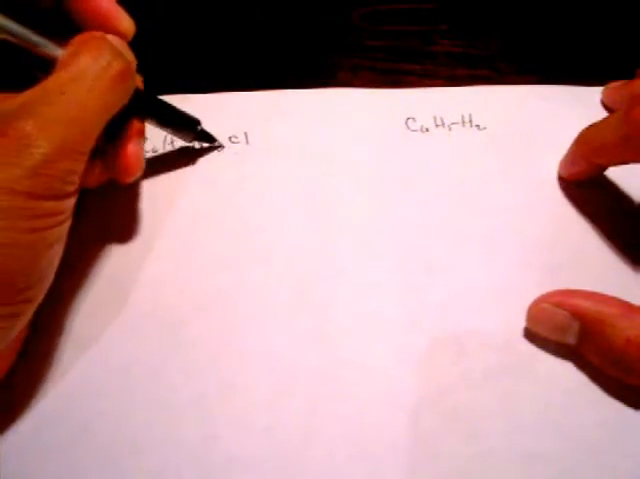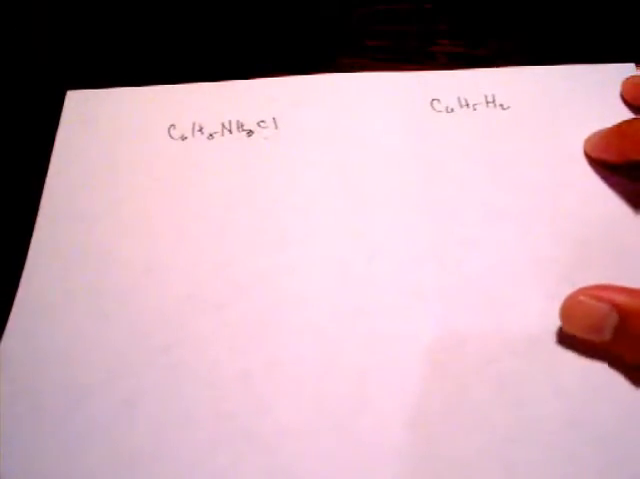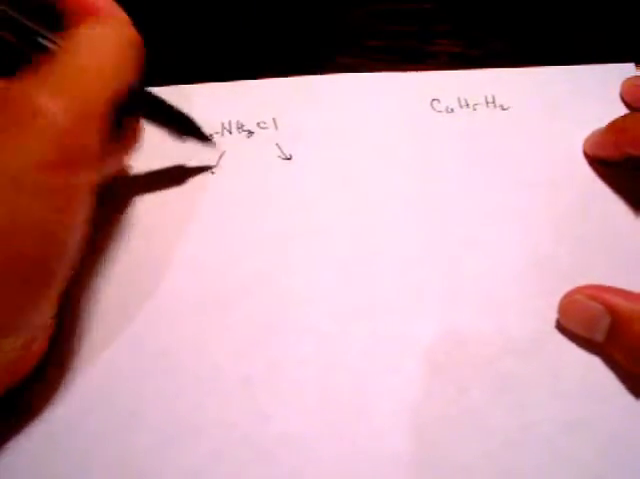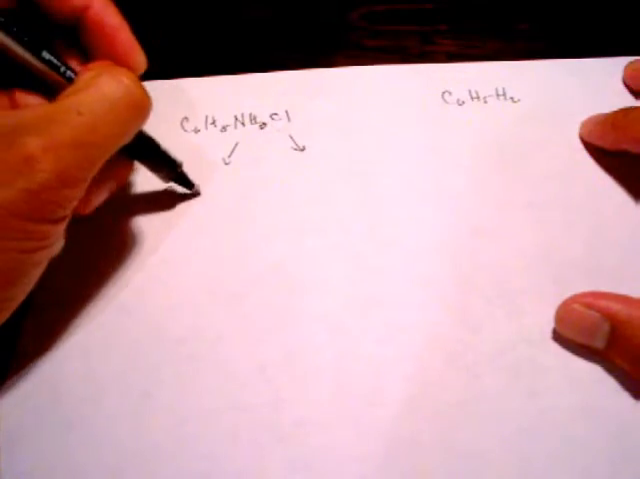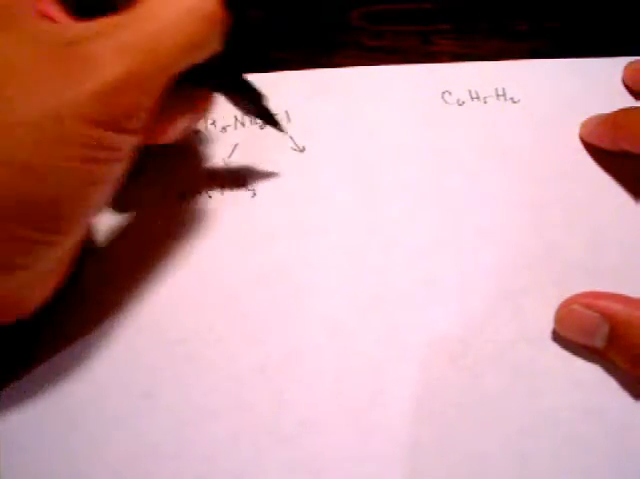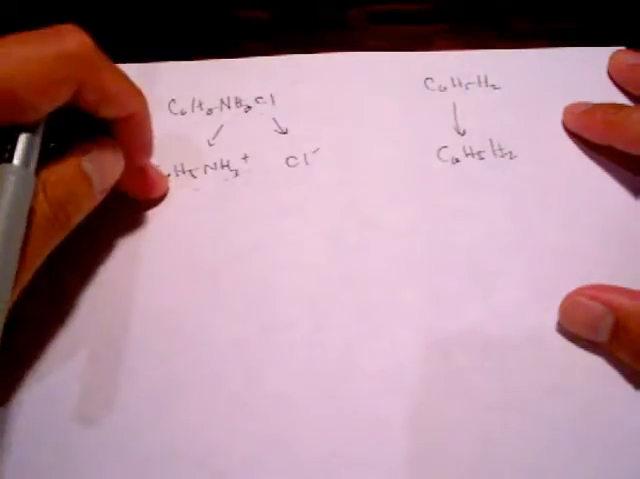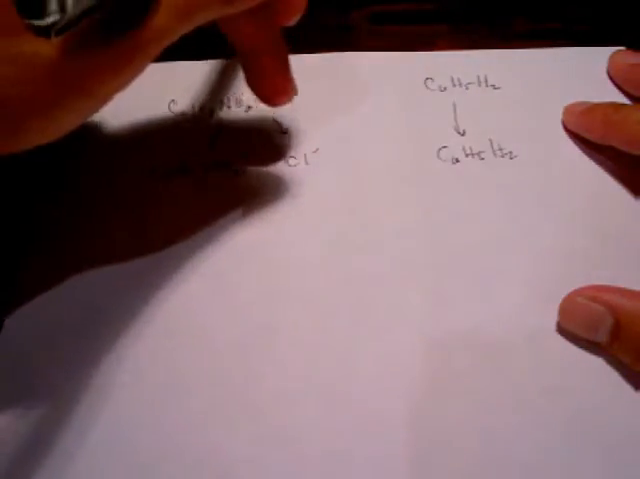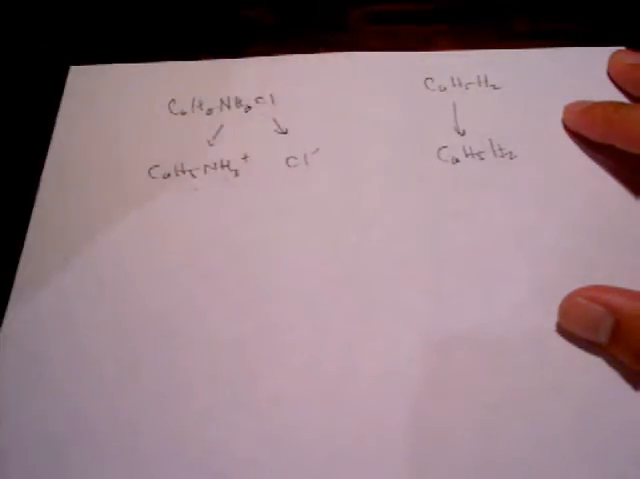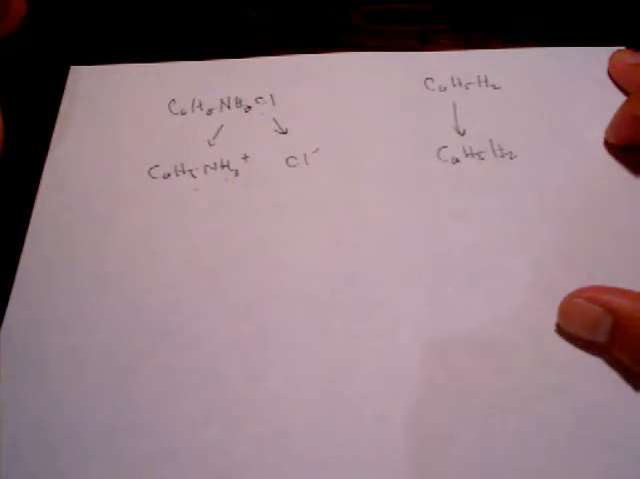Now we're going to assume that this reaction goes to completion, and when that happens, this will break up into two ions: one a C6H5NH3 plus, and one a Cl minus. And the aniline will remain as is. So we've got our weak acid, part of a salt, and the aniline, which is its conjugate base.